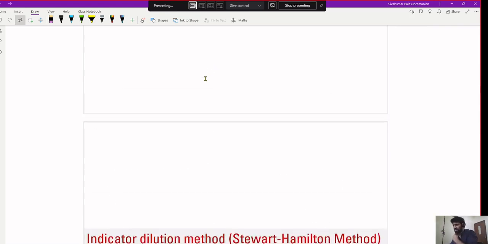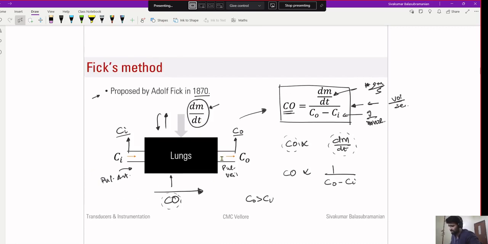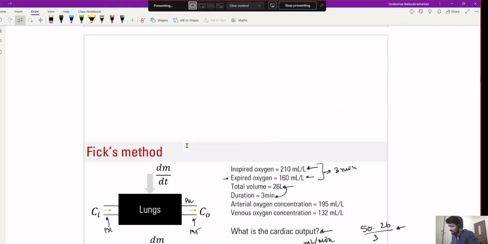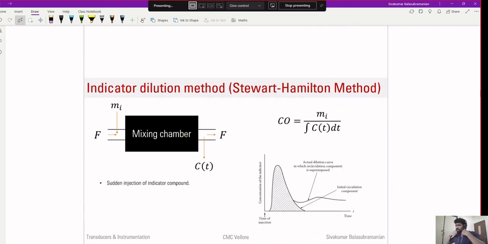Another method. Here the property that is used is, if there is fluid flowing through a compartment where some exchange of material is happening, then by looking at the rate at which material is getting absorbed in this compartment, and by monitoring the concentration of this material at the inlet and the outlet, we should be able to compute the average flow rate. That is the principle here. The next two methods that we look at are slightly different.